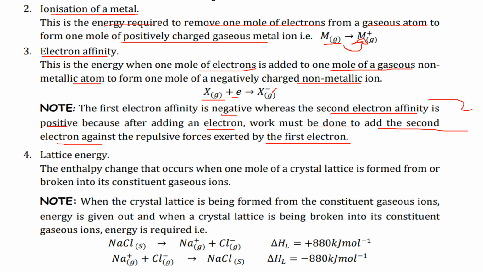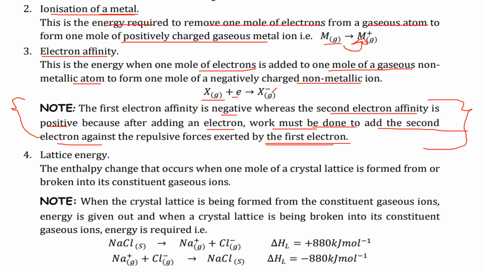Now we looked at this explanation in more detail under periodicity, so here I'm just reminding you about it. Work must be put in, and this work is in terms of absorption of energy. When you absorb energy in putting in an electron, that means the energy which would have been evolved is instead absorbed, and therefore the enthalpy of reaction, or second electron affinity, is going to be positive, because it shows that energy is being absorbed to add an electron to an already negatively charged gaseous ion.